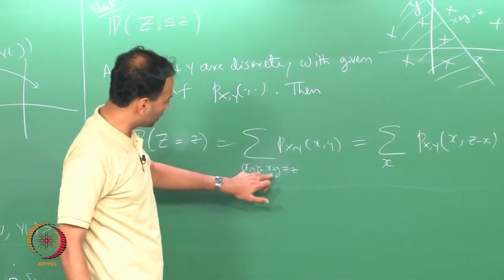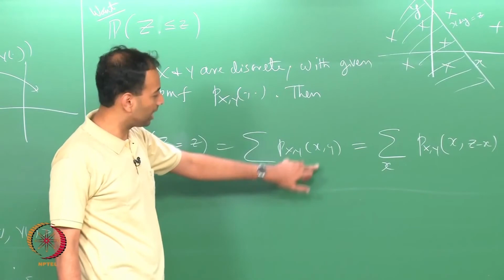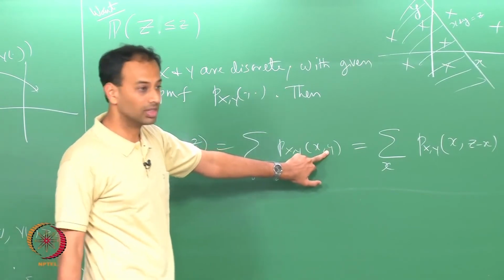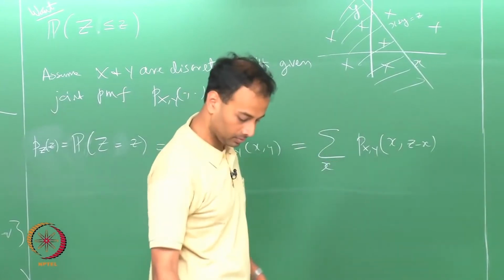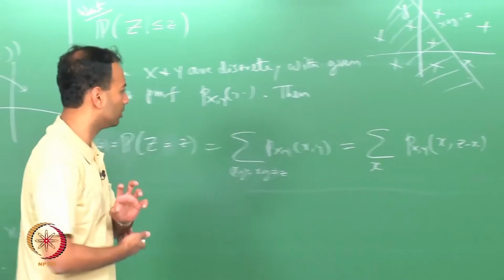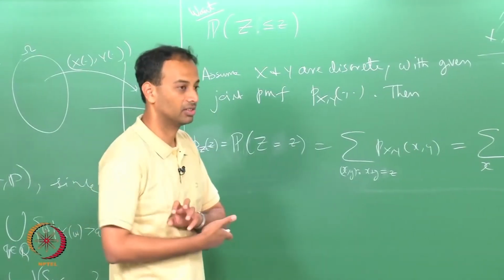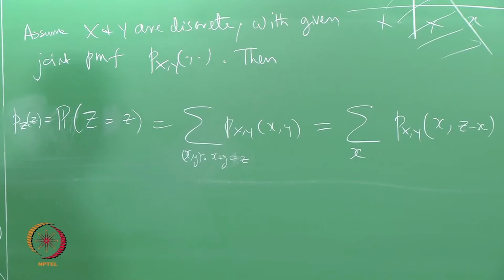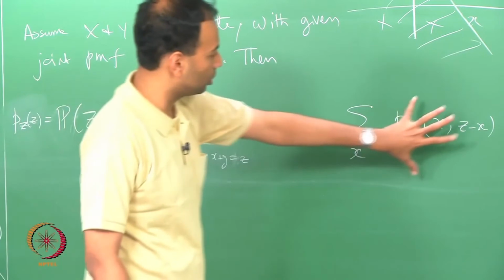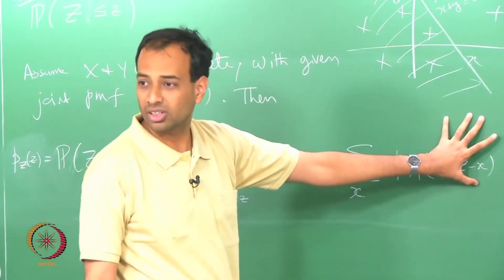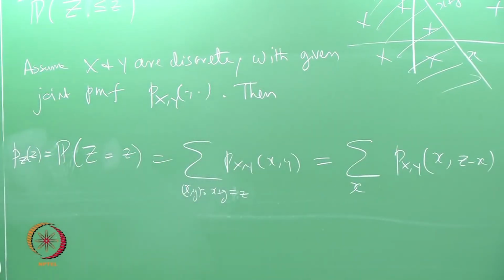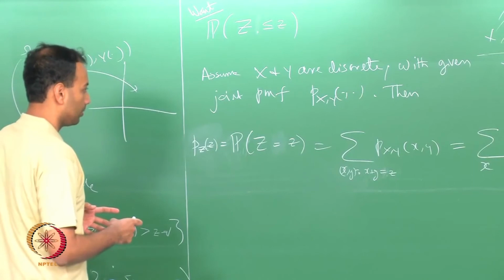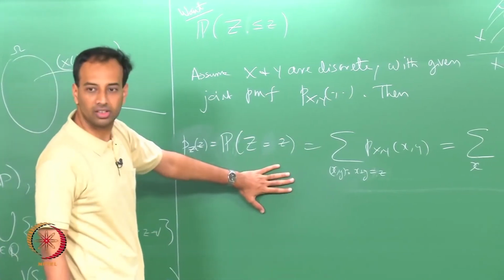So, I am summing over all x, y such that x plus y equals z. So, I might as well put y equal to z minus x and sum this PMF. If you know the PMF of z, you can get the PDF and CDF. You are summing x out, so this will not depend on x, it will only depend on z, and you get your PMF. This is a general formula.